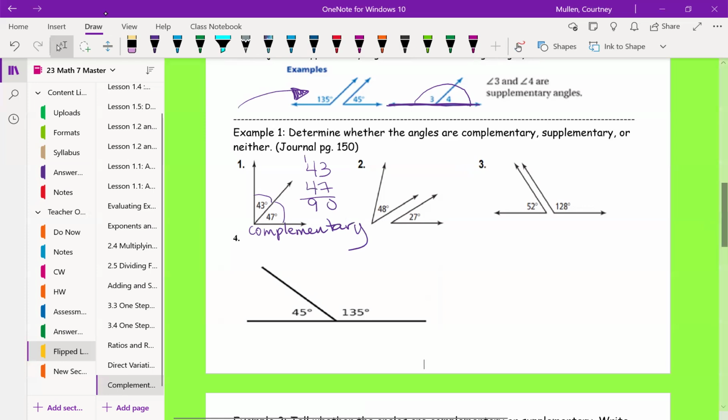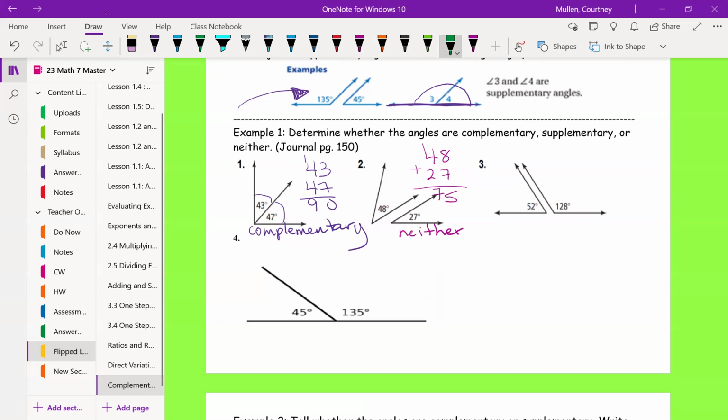So we have a 48-degree angle and a 27-degree angle. So 48, 27. 75 degrees. Are these complementary? No, their sum's not 90. Are they supplementary? No, their sum's not 180. So in this case, they are neither. So we don't have a classification for them.